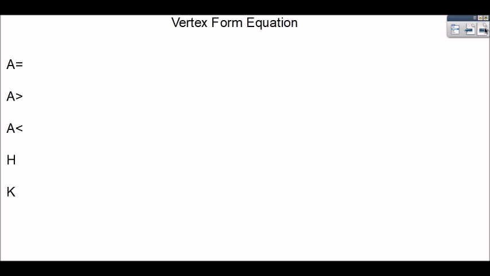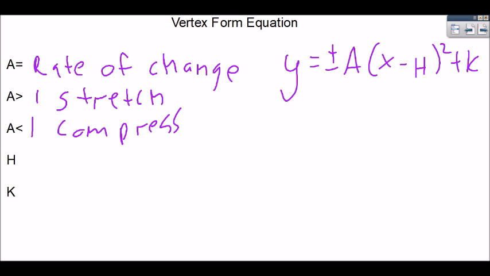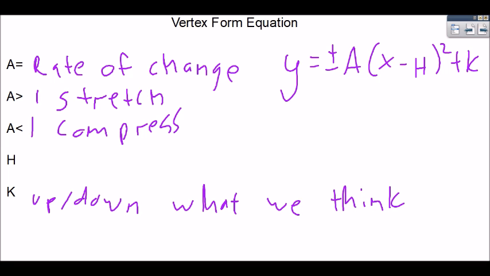So some quick reminders about what A, H, and K mean. A is going to be our rate of change. And if our A is greater than 1, that means that it is a stretch. If it's less than 1, it means it's a compress. In our equation for vertex form, K is our up and down, and it's what we think. H is our left and right, and it's opposite of what we think.